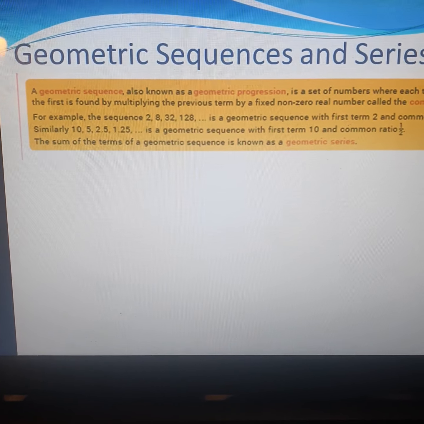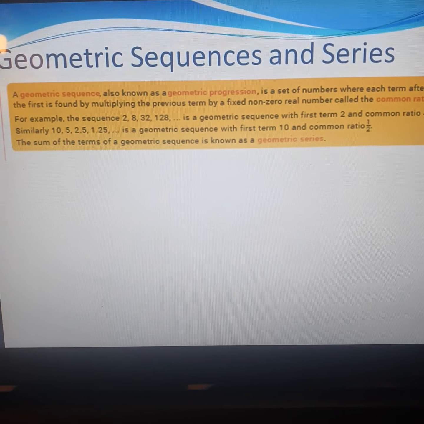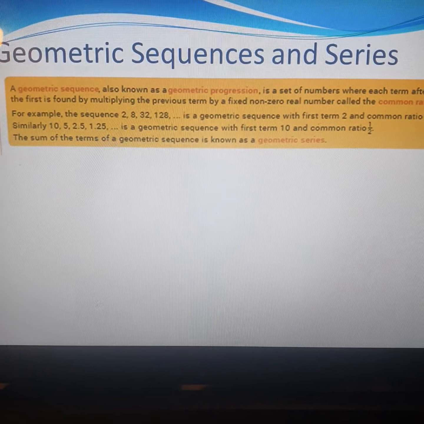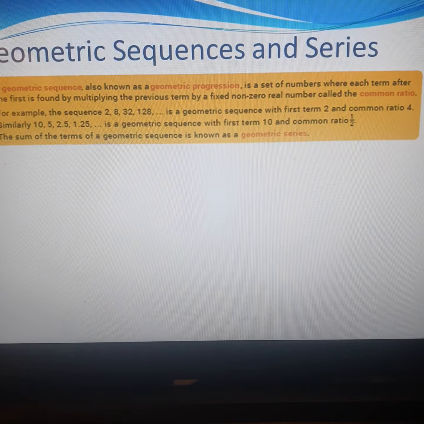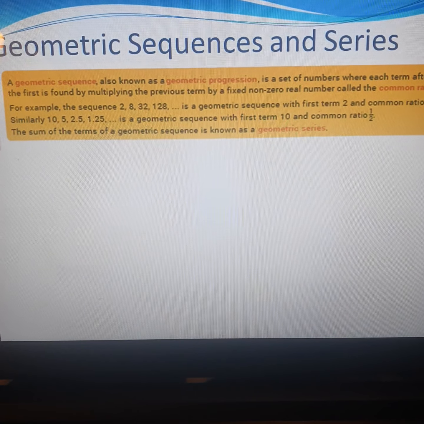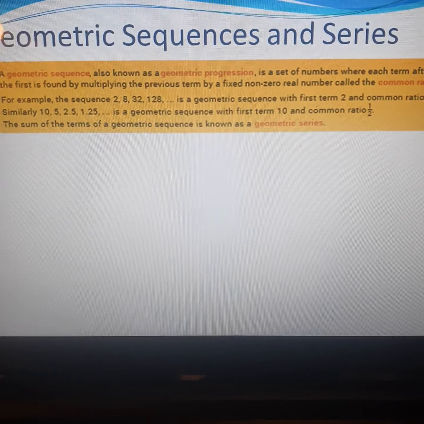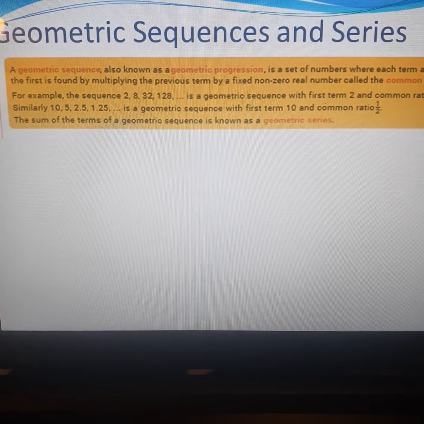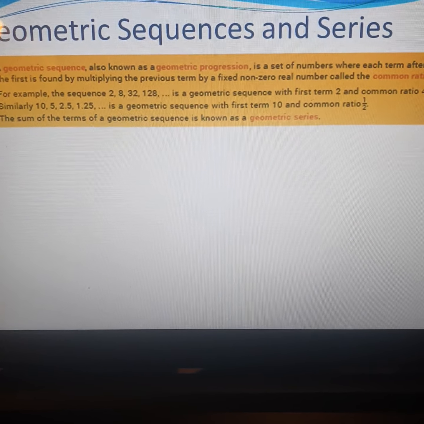Okay, girls, so I'm just going to go back over what a geometric sequence is and bring it into geometric series then. So a geometric sequence, this is what I went through in class today. A geometric sequence, also known as a geometric progression, is a set of numbers where each term after the first is found by multiplying the previous term by a fixed non-zero real number called the common ratio. For example, the sequence 2, 8, 32, 128 is a geometric sequence.